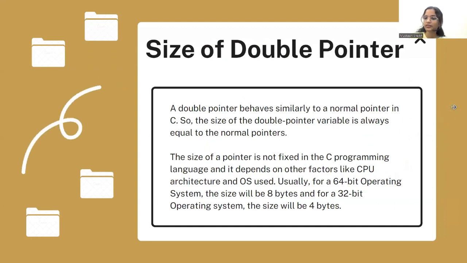Let's learn about the size of double pointers. A double pointer behaves similarly to a normal pointer in C. So the size of a double pointer variable is always equal to that of a normal pointer. The size of a pointer is not fixed in the C programming language. It depends on factors like CPU architecture and the OS used. Usually, for a 64-bit operating system, the size will be 8 bytes, and for a 32-bit operating system, the size will be 4 bytes.